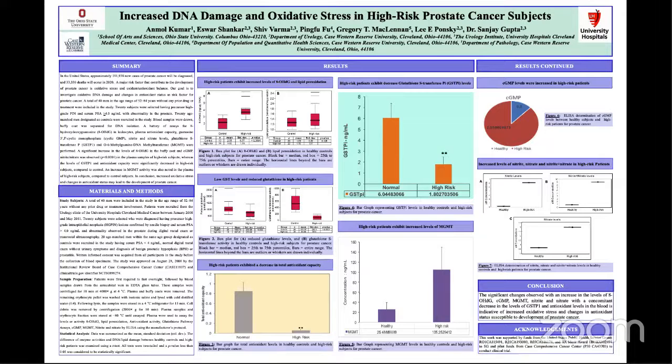So after all these assays were performed, measured, and compared, we saw a significant increase in levels of 8-OHDG, cGMP, nitrate, and MGMT activity, coupled with a significant decrease in GSTP levels. This is all indicative that when there is immense oxidative stress and DNA damage present, there's also increased development of prostate cancer. Thank you.